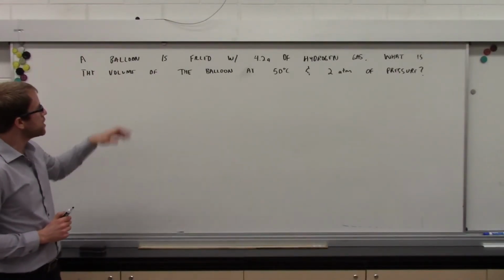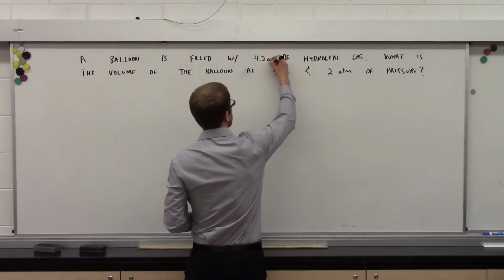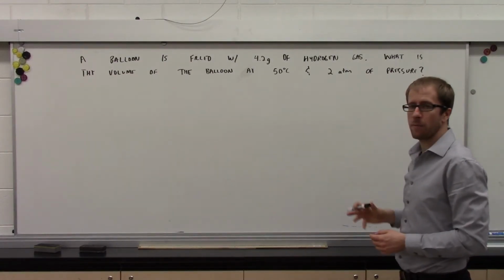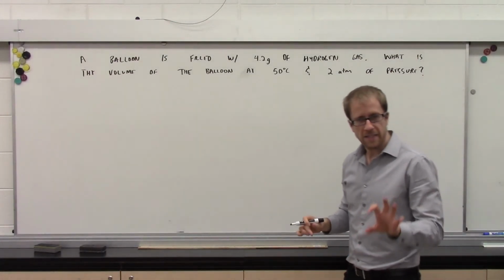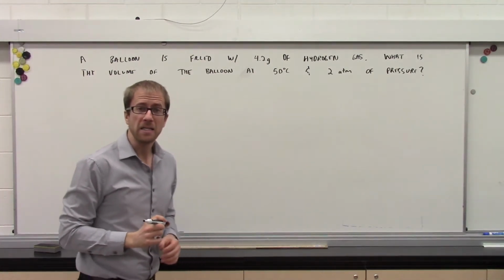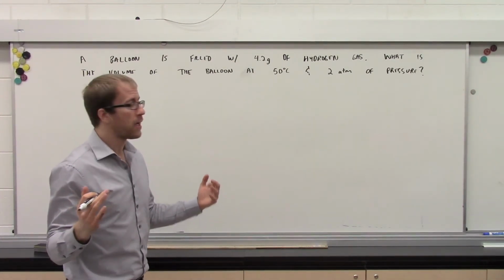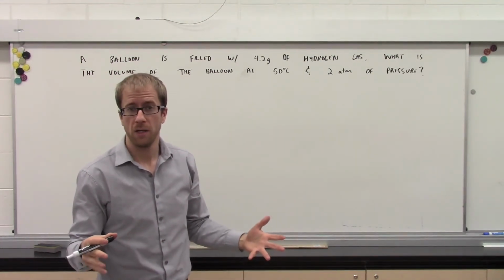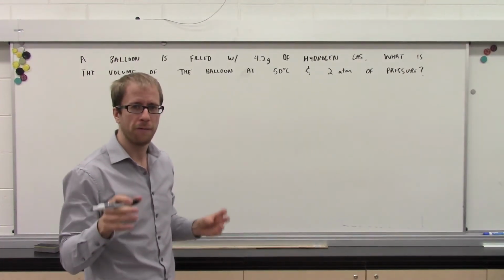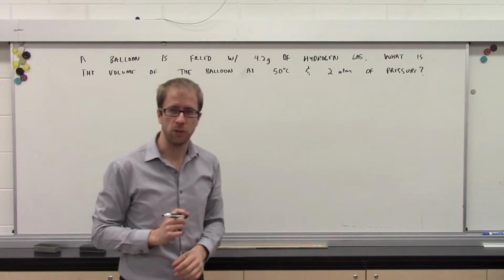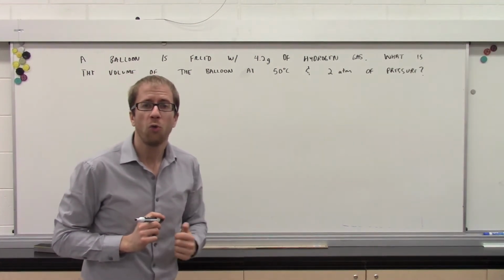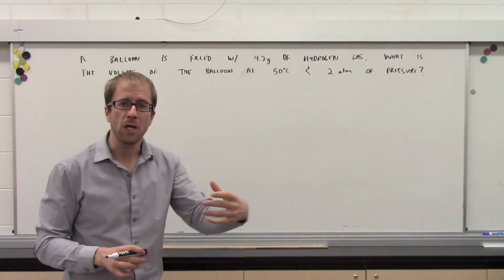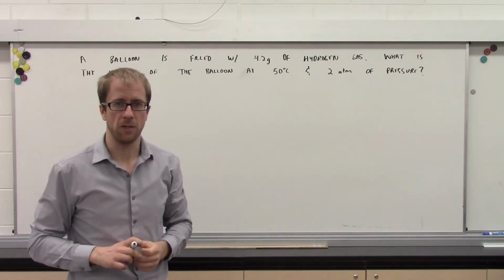Okay, so a balloon is filled with 4.2 grams of hydrogen gas. What is the volume of the balloon at 50 degrees Celsius and 2 atmospheres of pressure? A seemingly simple question, but it is in fact quite challenging because are these conditions at STP? No, of course not. So how can I possibly figure out the volume at these conditions? Well, first, we have to find the volume at STP, right? That is the only way we can go from moles to liters.